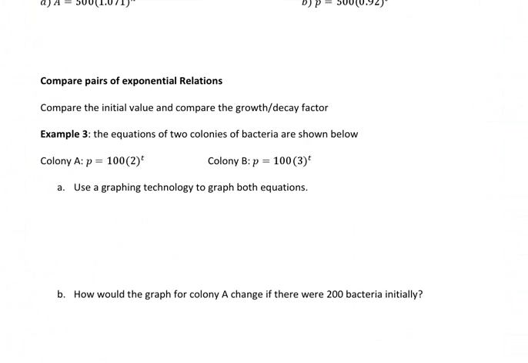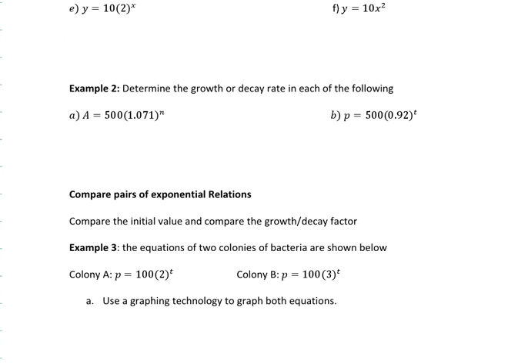And the question is asking you to determine the growth or decay rate. So when the question is asking you for the rate, what letter does that represent? I. Okay? So it's asking you to solve for I. If I'm looking at the first one, it's A equals 500, 1.071 to the power of n. To find I, what do I need to work with?